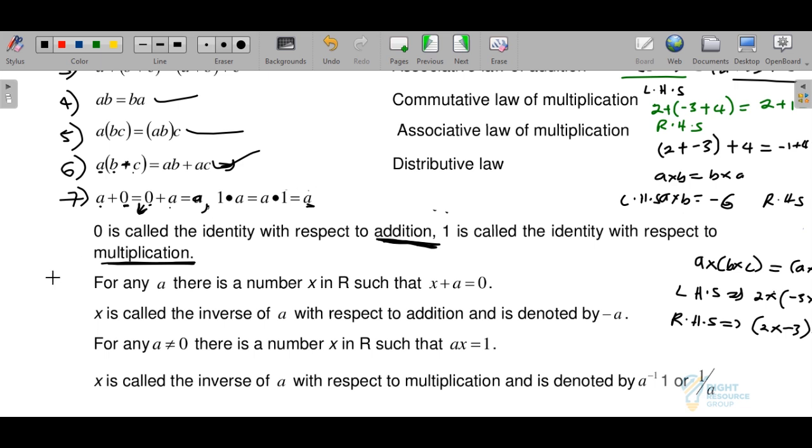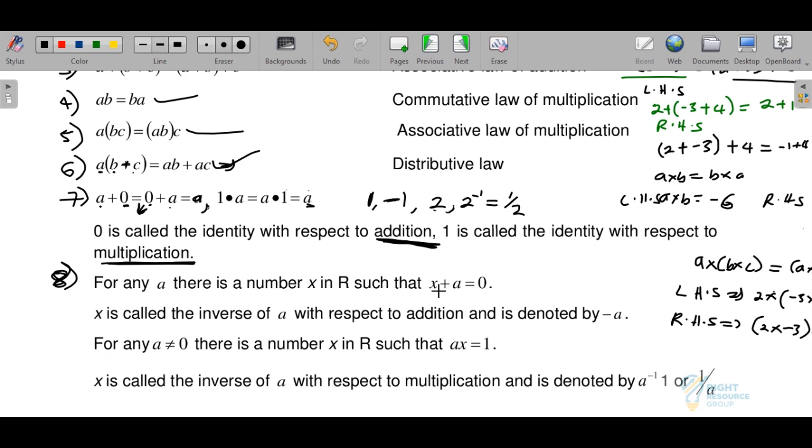So there's also something called the inverse of a number. For instance, the additive inverse of 1 is minus 1. Subtraction is the inverse of addition. And if we have 2, the multiplicative inverse of 2 is 2 raised to the power of minus 1, which is the same thing as 1 over 2. So while subtraction is the inverse of addition, division is the inverse of multiplication.